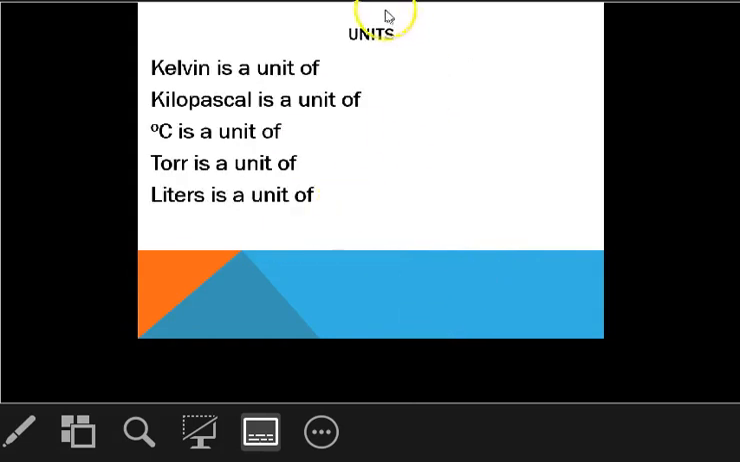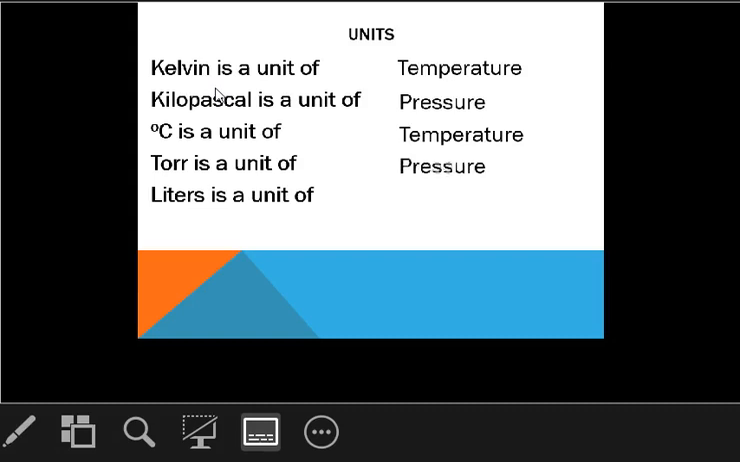It's really important to know your units, not only to answer the question, but to be able to determine what kind of question you have. So you need to know that Kelvin is a unit of temperature. Kilopascals is a unit of pressure. Degrees Celsius is a unit of temperature. Torr is a unit of pressure. Liters is a unit of volume. There are other ones, you could have milliliters, you could have PSI. You need to know your units in order to solve these problems.